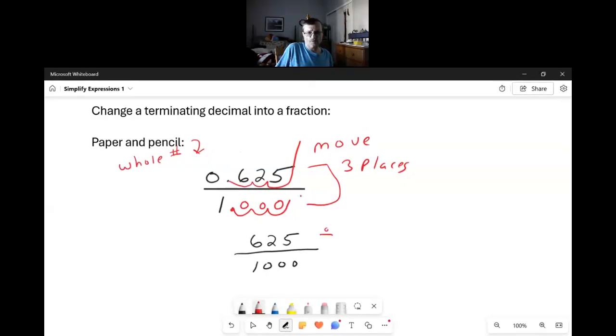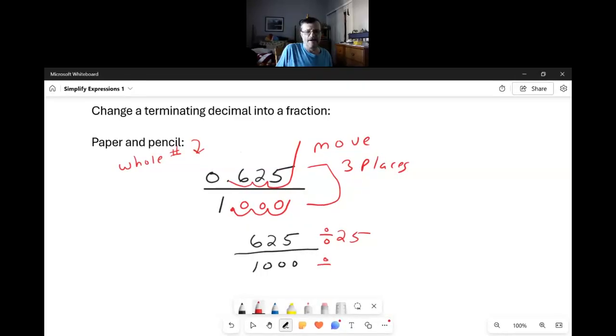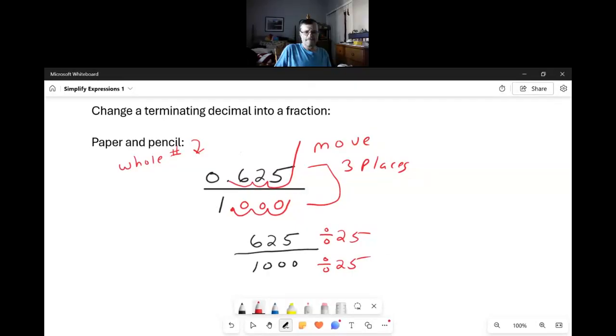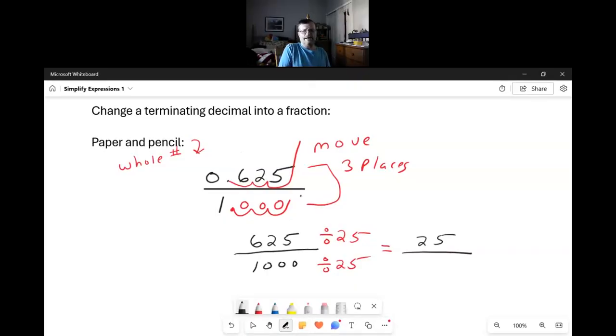I know 25 will work because 25 will divide anything where the last 2 digits end in 25. Something I learned back in the day. So I can do this. 625 divided by 25 equals 25. And 1,000 divided by 25, I believe is 40. Yeah, it is 40.